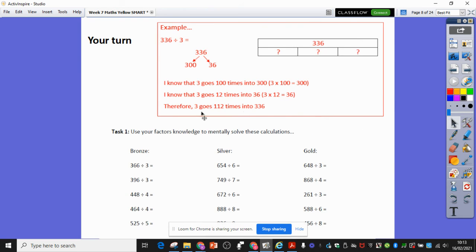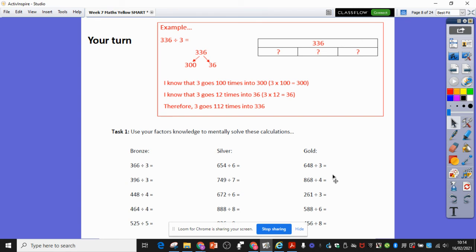But what I want you to do is to do task 1. Use your factor knowledge to mentally solve these calculations. Now you have bronze, silver, and gold. Choose a level that you feel comfortable with. Now, I don't mind you starting off on bronze if that's where you're comfortable, but if you find they're too easy for you and there's not enough challenge, move to silver. If silver's not challenging enough for you, move to gold. But I want, at the end of the day, you to have done 5 questions, solving them mentally.